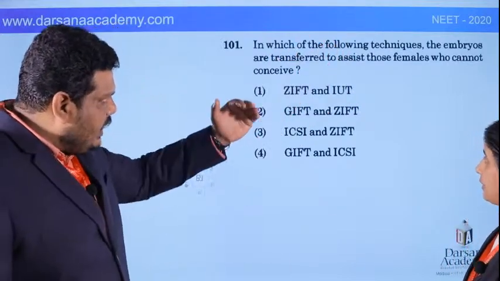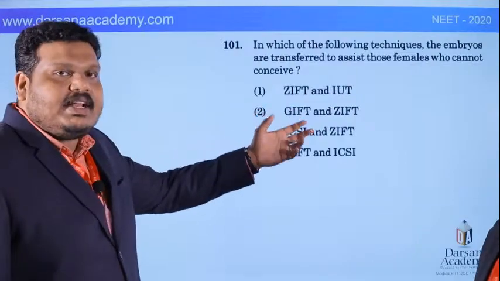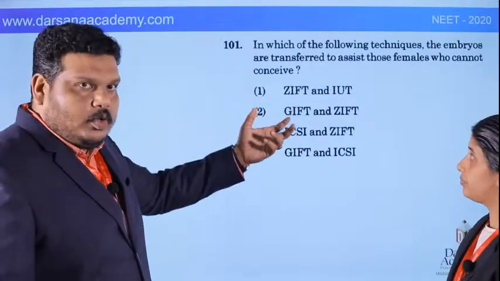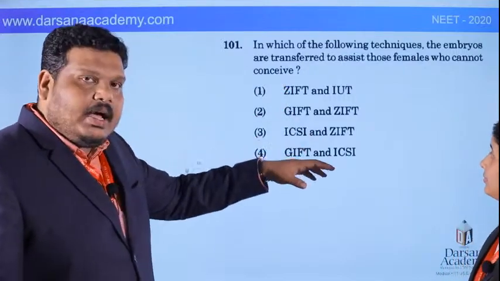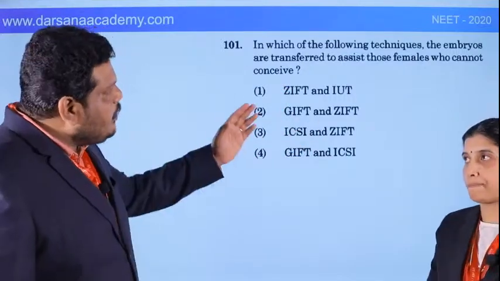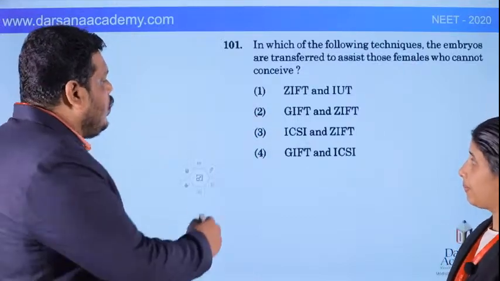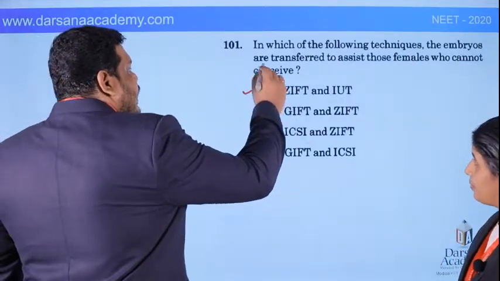Here, in ZIFT we can provide a zygote inside the fallopian tube before the 8 morula stage, and IUT is for more than the 16 morula stage. Most probably, the answer should be option number 1, that means ZIFT and IUT.